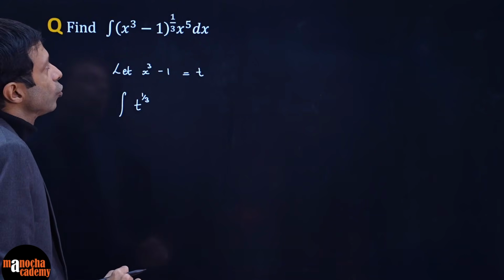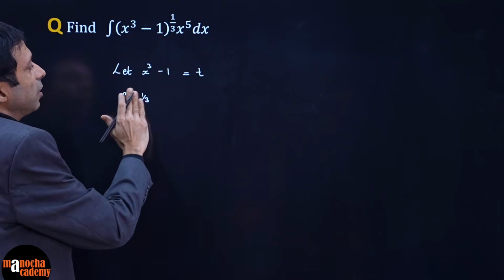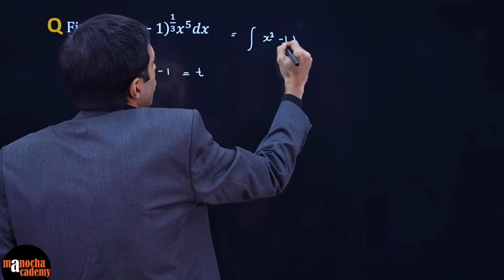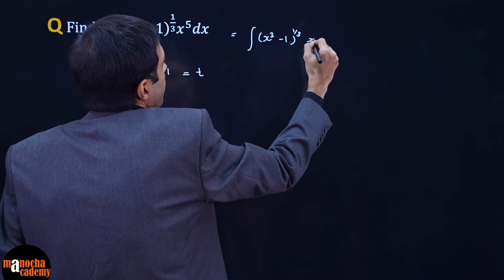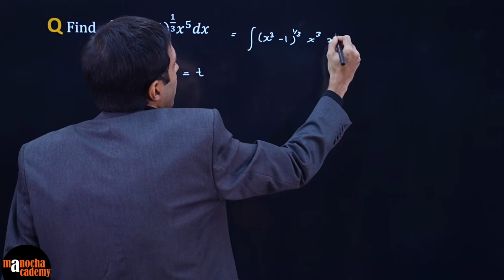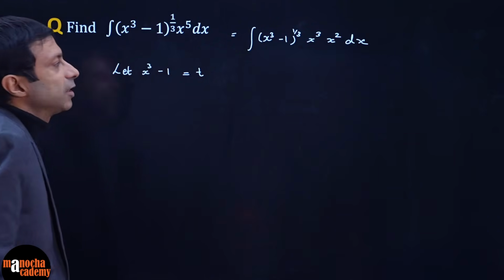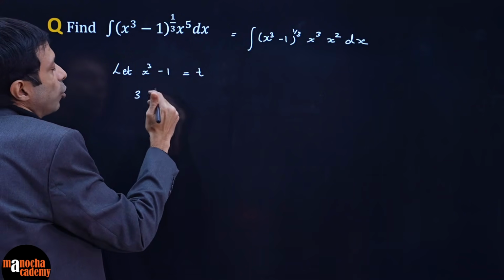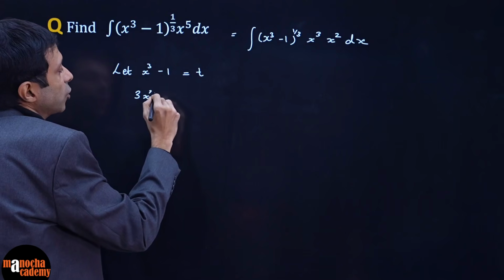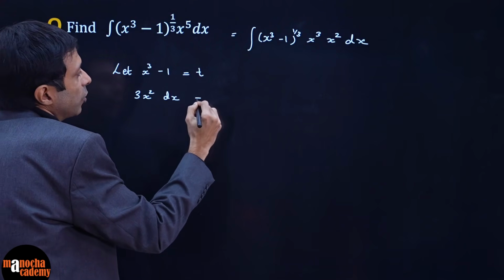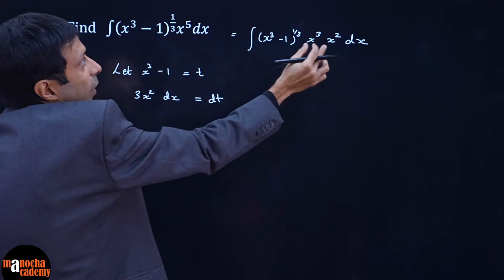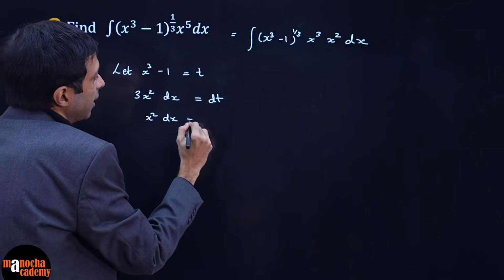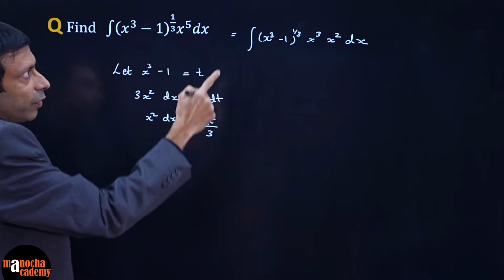That's the problem, right? So maybe we break this down into x cube minus 1 to the power 1/3, and this guy we break down into x cube and x square dx. You'll see why we are doing this, because when you differentiate on both sides, this will give you 3x squared dx, that shortcut technique I'm using, is dt. See, x squared dx is nothing but dt by 3, which you can place over there.